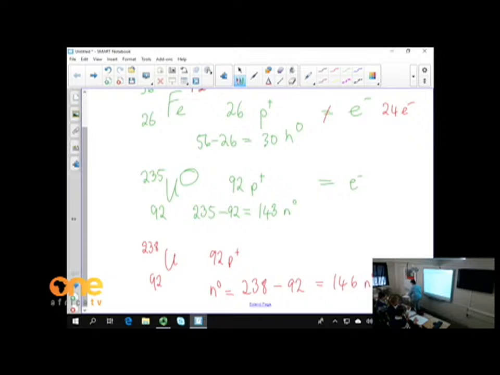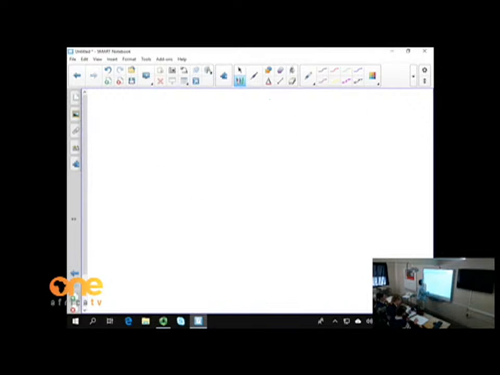The next one, using the relative atomic masses given in the periodic table, calculate the relative molecular masses of the following compounds. Now, the first one is ammonia. What is the relative atomic mass of nitrogen? It is 14, and hydrogen is 1. But how many hydrogens have I got? 3. So I have got a total of 17. The relative atomic mass does not have units.